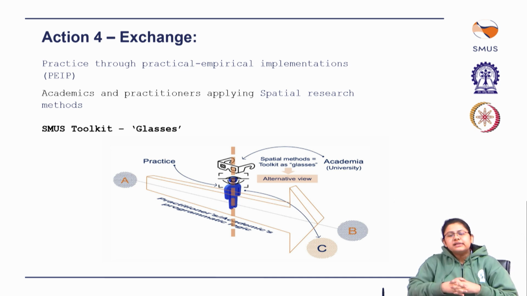So if we are to discuss action 4 in more detail, it talks about the collaboration between academics and practitioners by the use of the spatial research methods or the application of the SMUS toolkit or SMUS glasses. So what is this about?